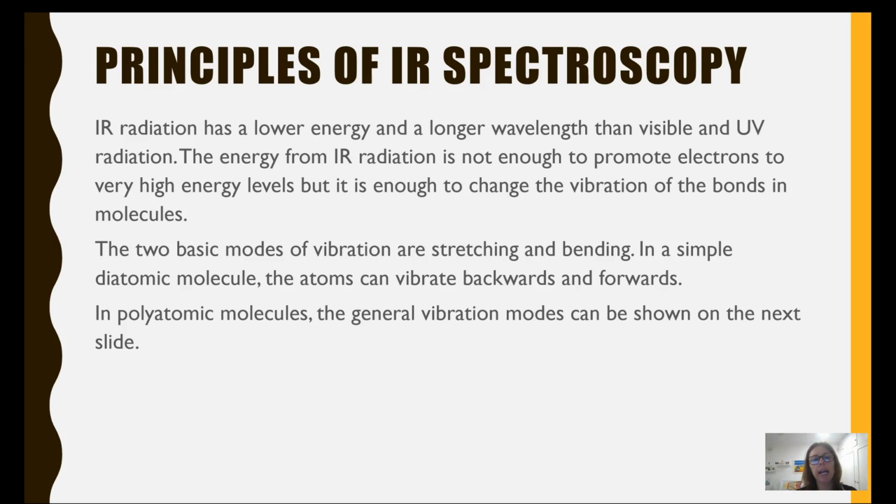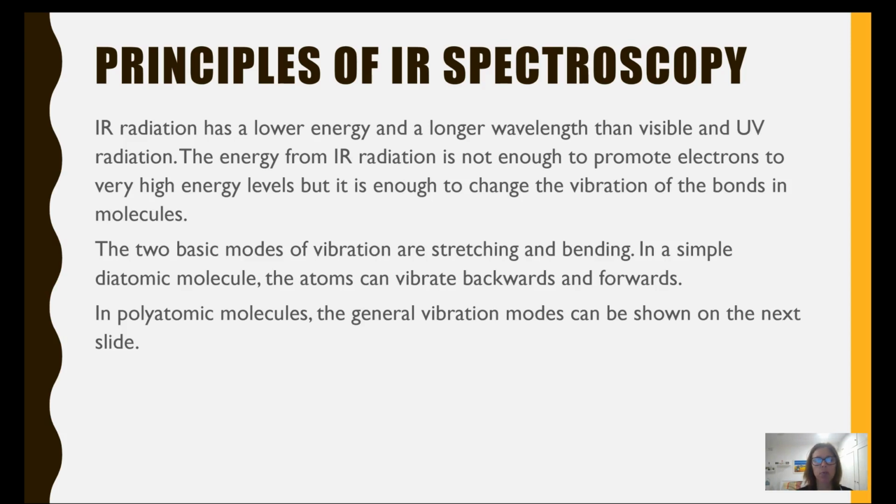Now, it has a lower energy and a longer wavelength than UV and visible radiation. So if we again imagine our electromagnetic spectrum, it is on the right hand side of our UV and our vis, heading towards our radio waves, so the waves are getting longer and the frequency less. Now, the energy from this radiation is not enough to promote the electrons to a higher state, but it is enough to change the vibrations.